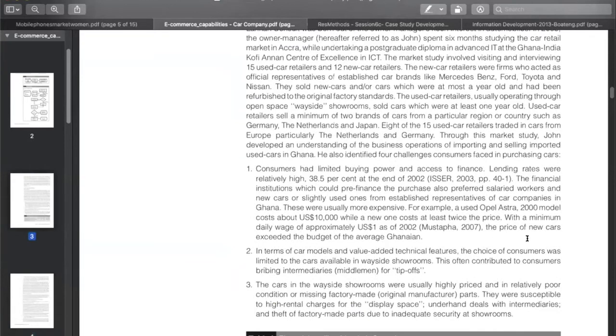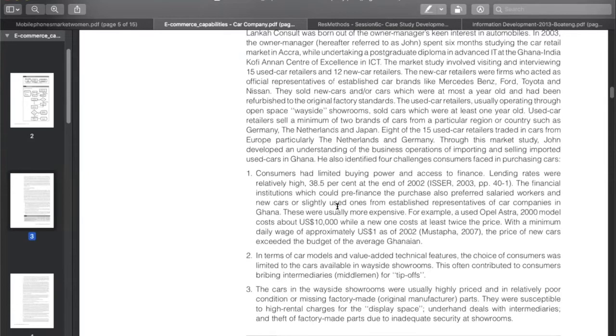Okay. You see, in this particular scenario, John was explaining four challenges that consumers face. Look at the first one. Consumers have limited buying power and access to finance. That's one thing he said. Lending rates were relatively high, 38.5%. The financial institutions which could pre-finance the purchase also preferred salaried workers. Okay. And these were usually more expensive.